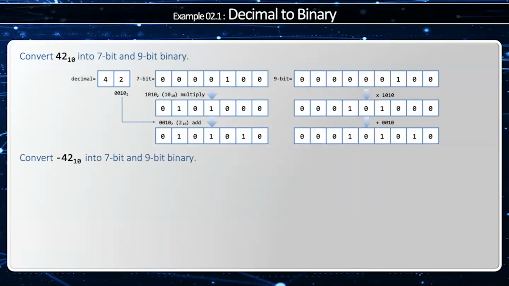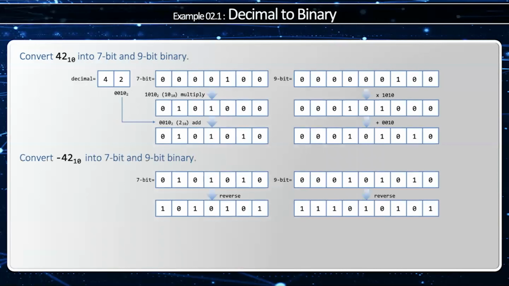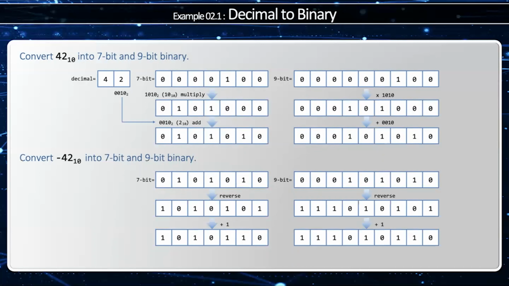Okay, now I want to find negative 42, so I need to apply 2's complement. Remember, the first step with 2's complement is to invert all the bits, and then add 1. Now we can see the 7-bit and the 9-bit binary representations are a little bit different. Basically, we have more leading 1s in the 9-bit than we have in the 7-bit.